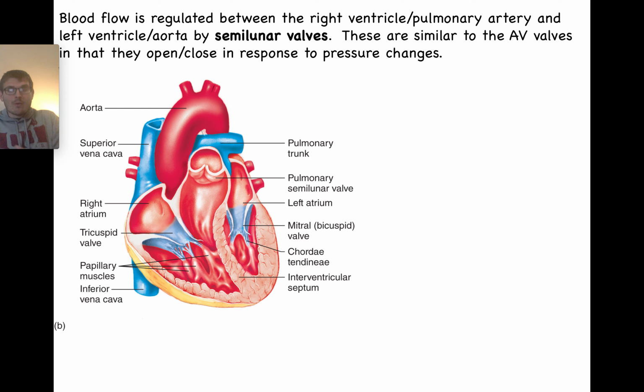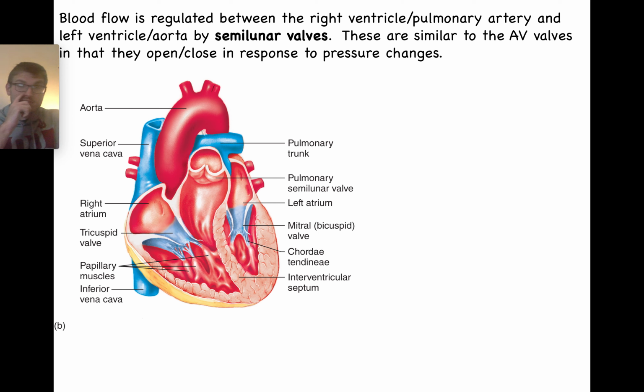Okay, so with that being said, let's look at our other pair of heart valves. These valves, called semilunar valves, are going to separate each ventricle from their corresponding arteries. So for the right ventricle, the semilunar valve there, the pulmonary semilunar valve, separates the right ventricle from the pulmonary arteries, and then the left ventricle is separated from the aorta by the aortic semilunar valve on the left side.